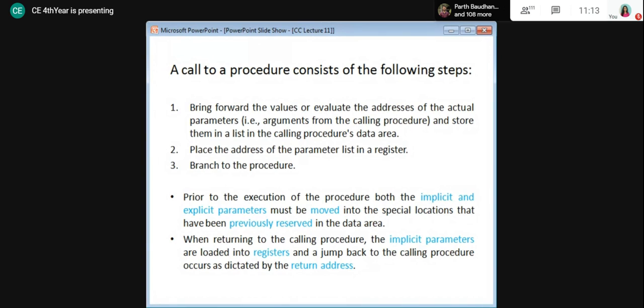Now, when returning to the calling procedure, the implicit parameters are loaded into the registers and a jump back to the calling procedure occurs as dictated by the return address. So where it has to return and what it is supposed to do, you will get that information from the address that is stored in the register. This is how it functions whenever we are using the static storage allocation strategy when calling a procedure. Fine.